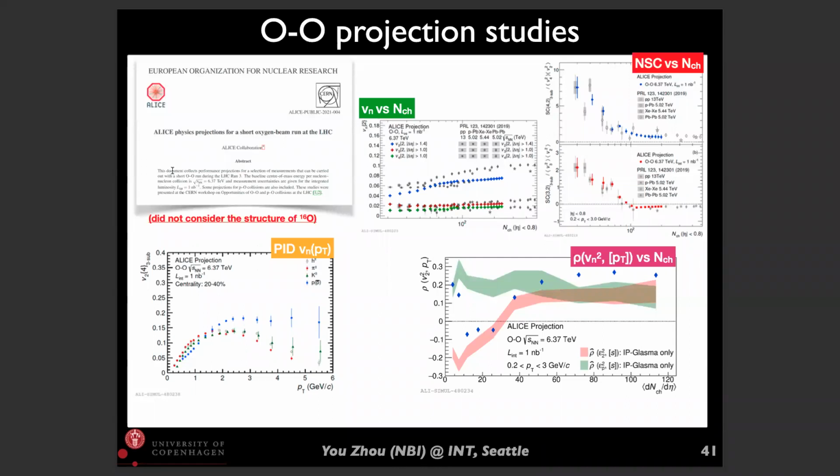However, I have to emphasize that for the overall serious considerations, there is no consideration at all about oxygen, the structure of oxygen-16, which is very serious. So all the results can be modified or will be modified if you have a more realistic consideration of oxygen-16 with alpha cluster structure.